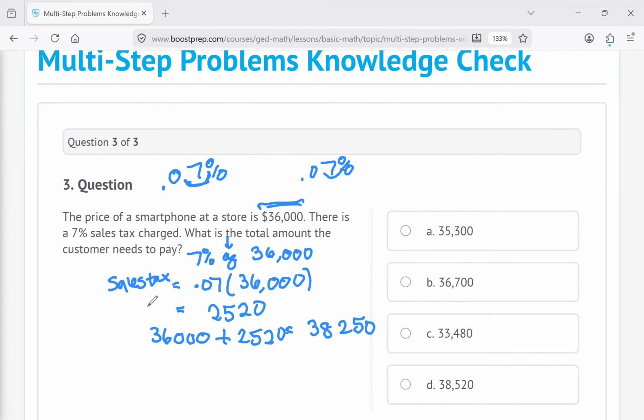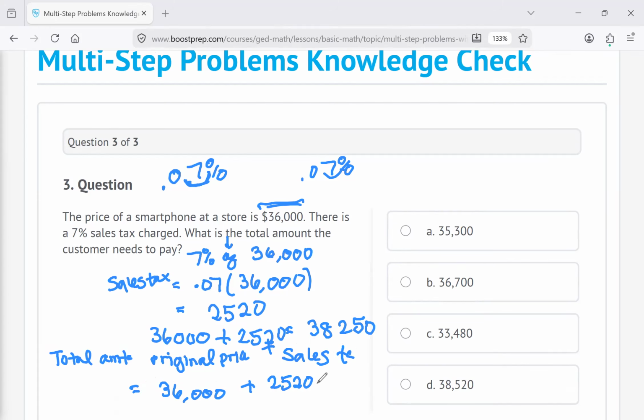Now, if you want to be very technical, you can set it up as an equation. So you could say total amount equals original price, which is 36,000, right? Plus sales tax. So what is our original price? It was 36,000. And what was our sales tax? It's 7% of 36,000, which we said was 2,520. And when you put it all together, you still get the same answer of 38,250.